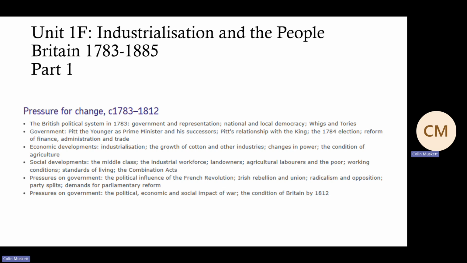So in terms of his record as Prime Minister during the war years, that's something we can come back and look at in a future booster lesson. So the focus very much today is on looking at Pitt as a domestic Prime Minister.